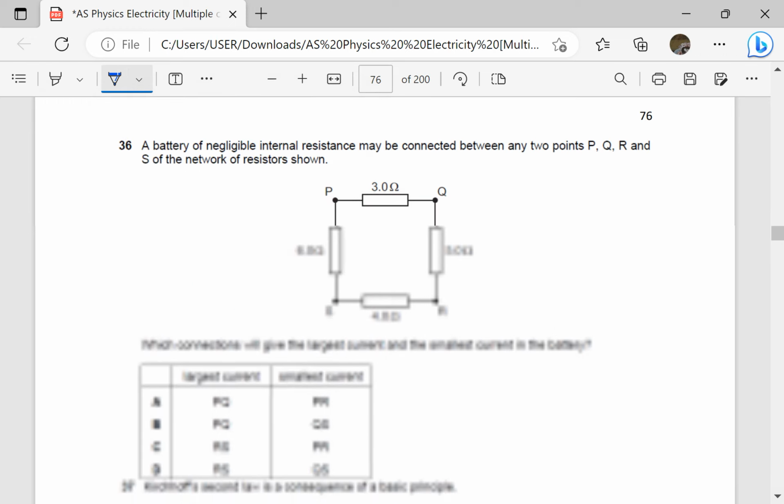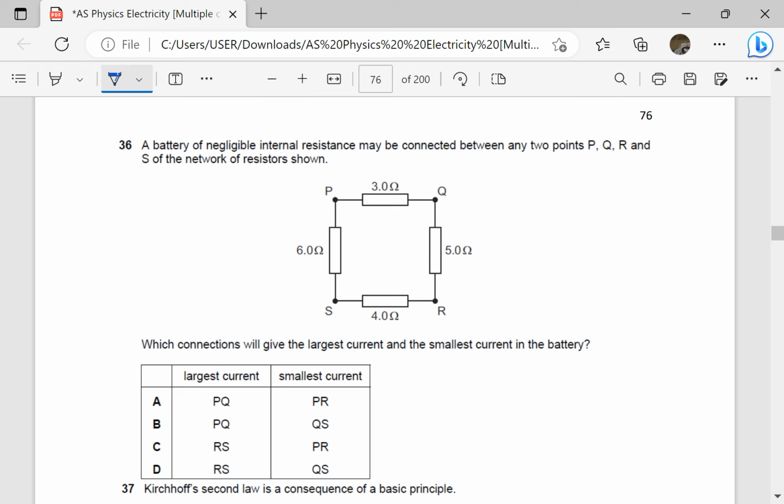A battery of e.m.f of negligible internal resistance may be connected between any 2 points P, Q, R, and S of the network of resistors shown. Which connections will give the largest current and the smallest current in the battery? For largest current, resistance should be smallest. For smallest current, resistance should be greatest.